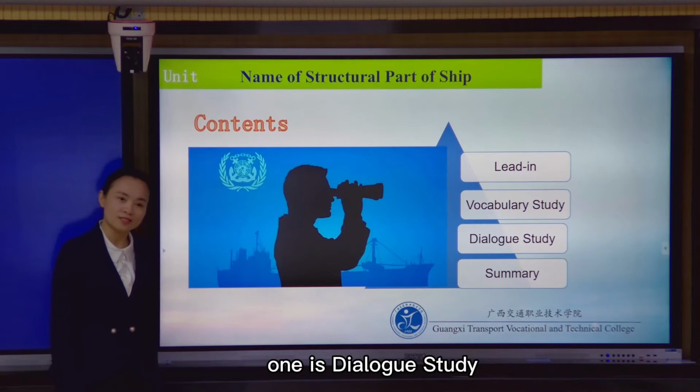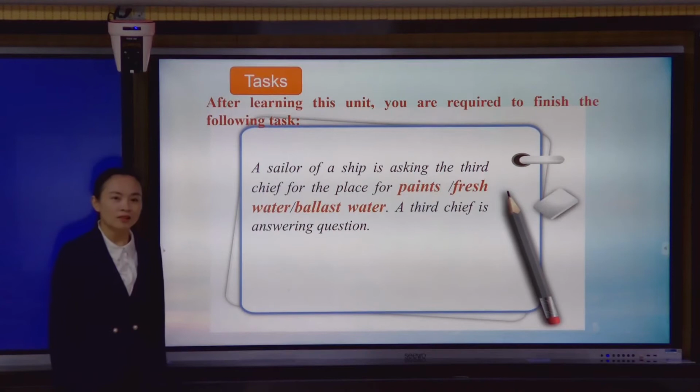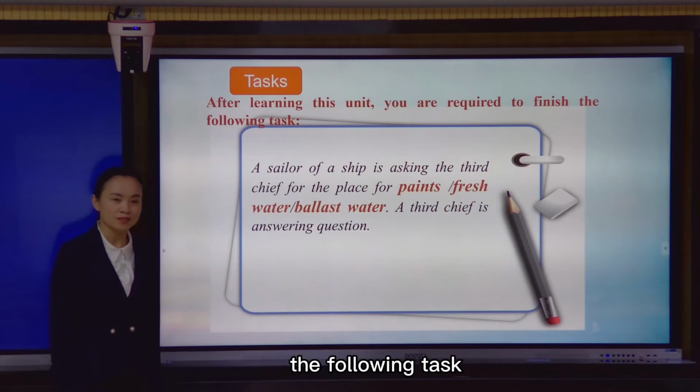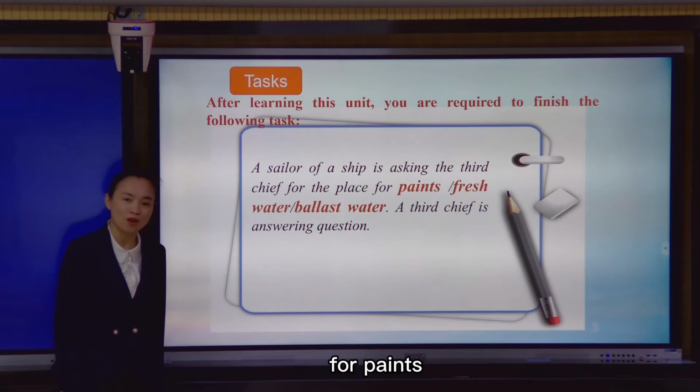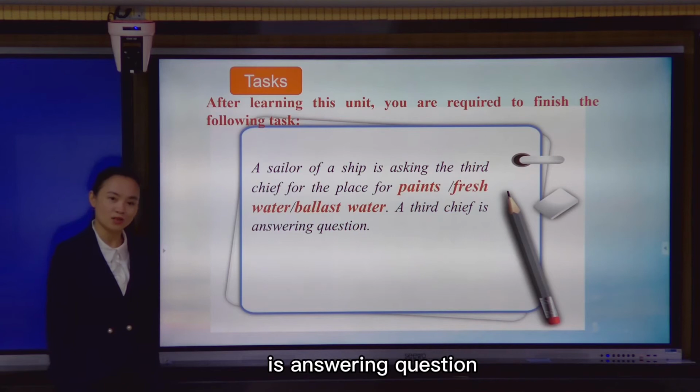Now, after learning this unit, you are required to finish the following task. A sailor of a ship is asking the third officer about the places for paint, fresh water, and ballast water. The third officer is answering the questions.